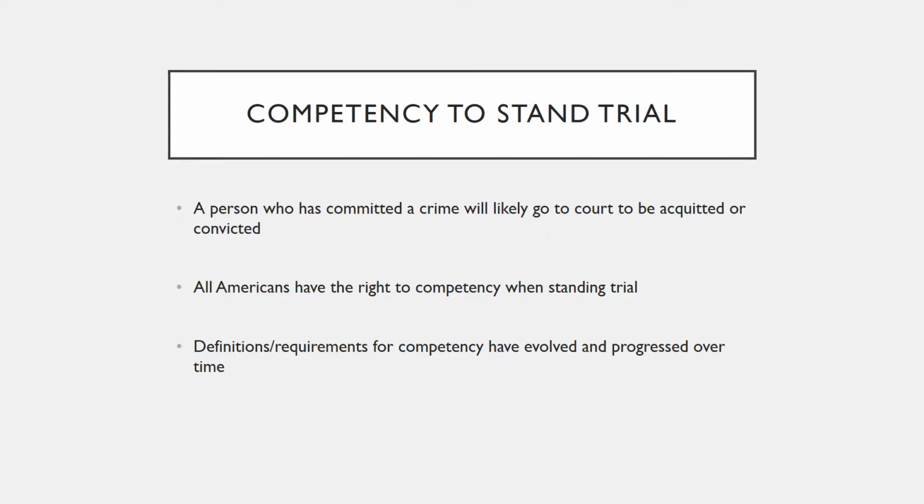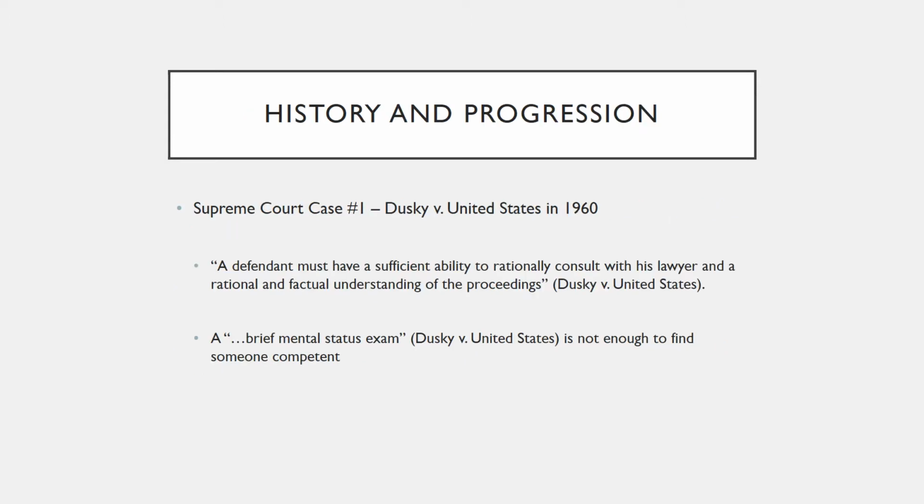A person who has been charged with a crime will likely at some point in the legal process go to court to either be acquitted or convicted of those charges. All Americans have the right to competency when they are standing trial, and the definitions and requirements for competency have been evolving and progressing over time. Starting with that progression, we're going to first focus on a little bit of the history. The history is going to take a look at a series of Supreme Court cases that helped lay some of the groundwork for what competency is today.